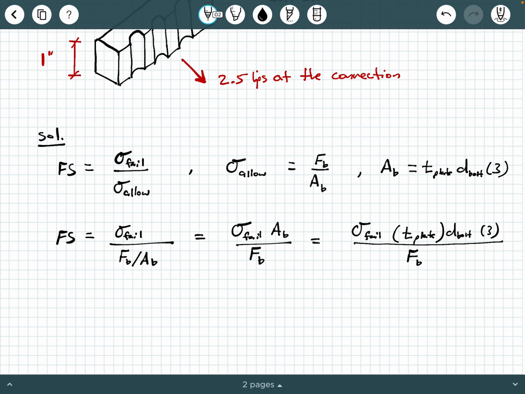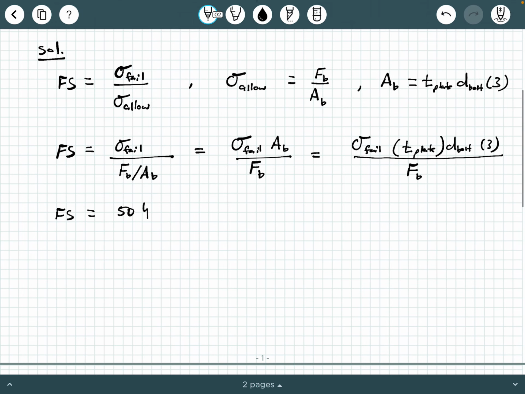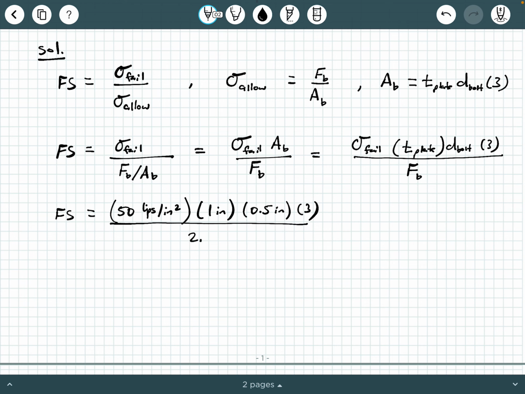Now, do we have all of these values? Yes, absolutely. So we're going to say Fs equals sigma fail was 50 KSI. That's 50 kips per square inch from our given information. The thickness of the plate was 1 inch. The diameter of the bolt is 1/2 inch. And we have 3 of them. And then we divide by 2.5 kips. Now if you track these units, you'll see that the units combine and cancel out. You have kips canceling with kips, and then you have inches times inches canceling with inches squared.